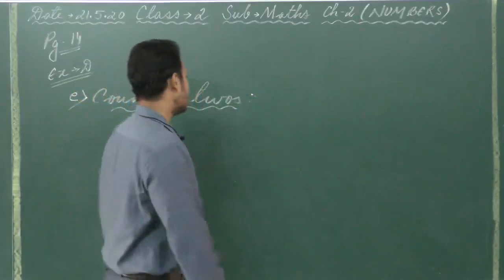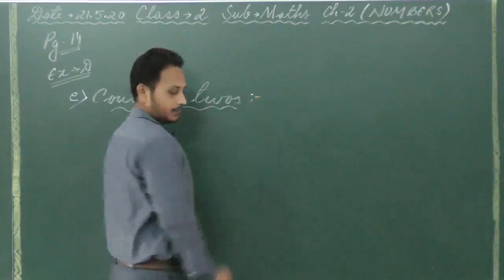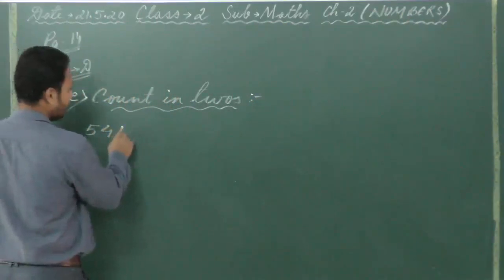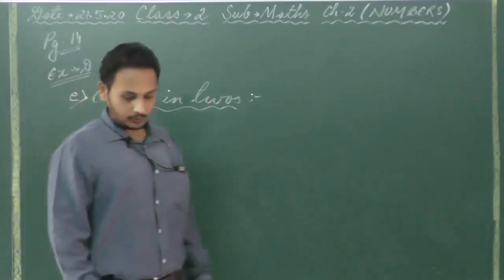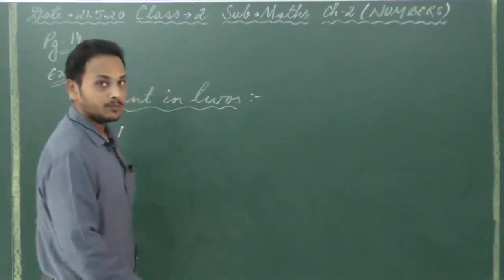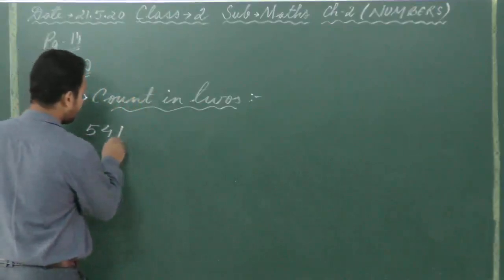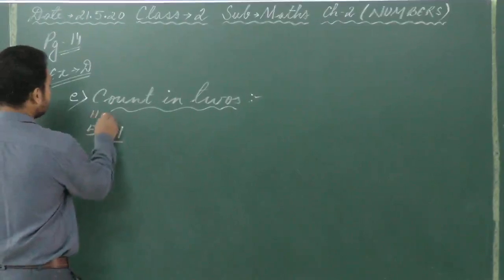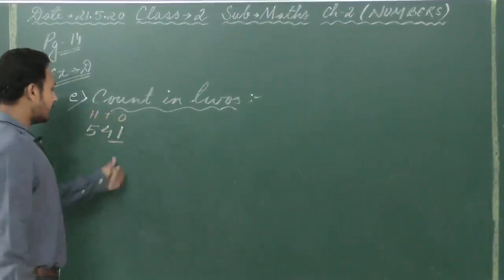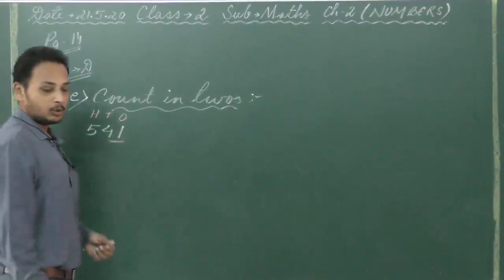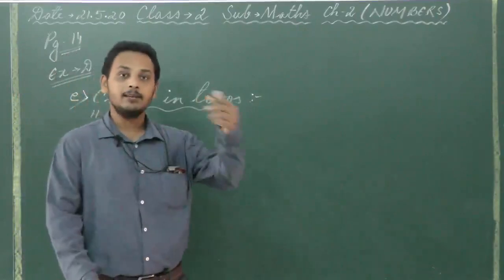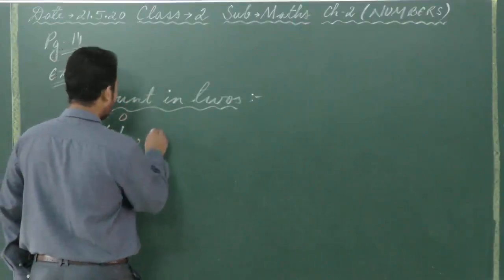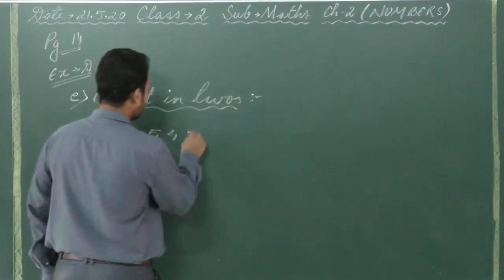Now what is the meaning of this? Count in twos. Now you see the first number is given here, that is 541. Okay, now counting in twos means what? That means once again the number that is in the ones place. Okay, this is in hundreds, this is tens, this is ones. The number that is in the ones place, you have to count it 2 times and write. Okay, like for example, after 541 comes 542.